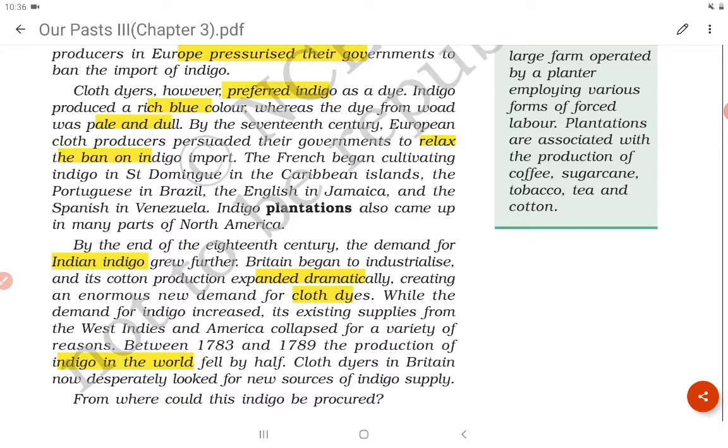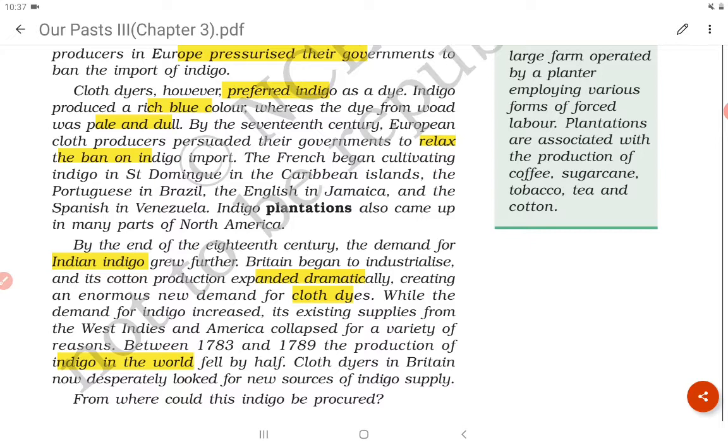By the 17th century, European cloth producers persuaded their government to relax the ban on indigo import. The French began cultivating indigo in Saint Dominic in the Caribbean islands, the Portuguese in Brazil, the English in Jamaica, and the Spanish in Venezuela.